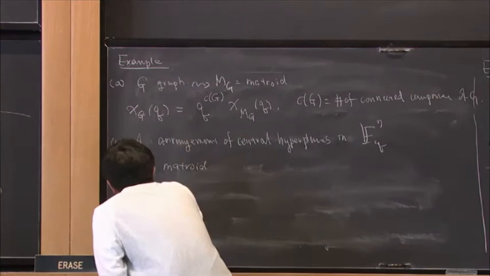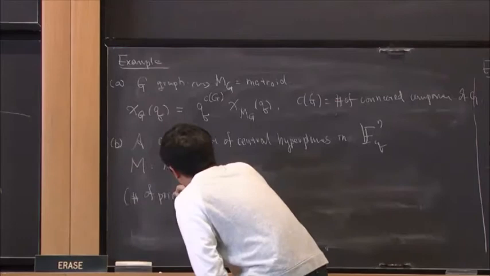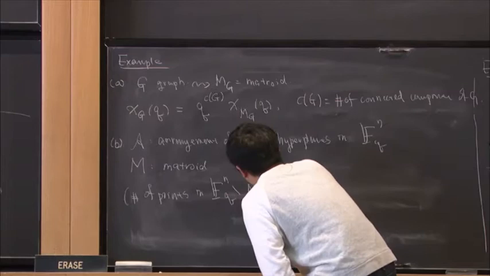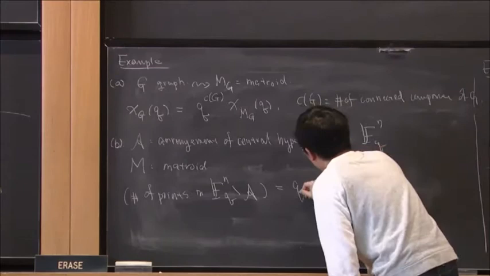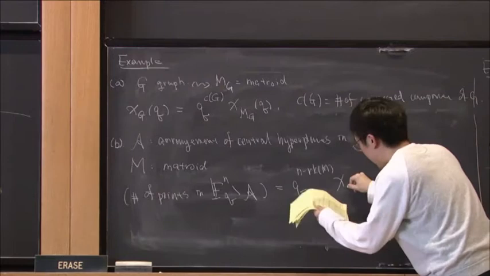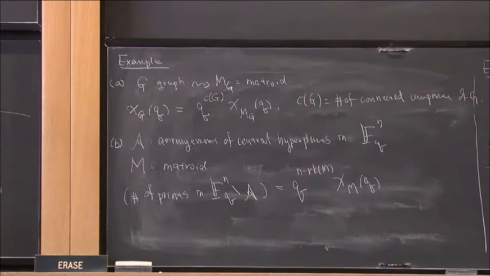And if you count the number of points in F_q^n minus A, then this is q to the n minus rank of M times chi_M(q). So in this example, q wasn't really a variable. q is an actual number.